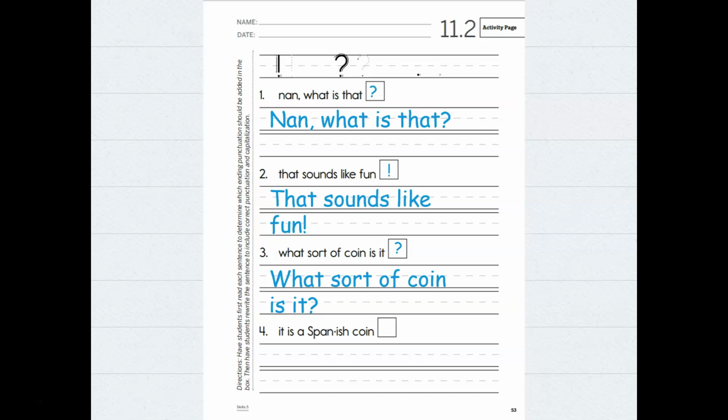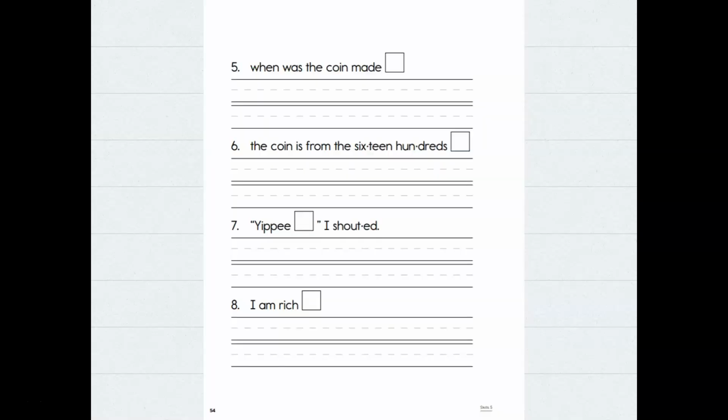Number 4, it is a Spanish coin. We need a period. Copy the sentence on the lines below. Remember, a sentence starts with a capital letter. Now, let's go to the back of our activity page. Number 5, when was the coin made? We need a question mark. Copy the sentence on the lines below.